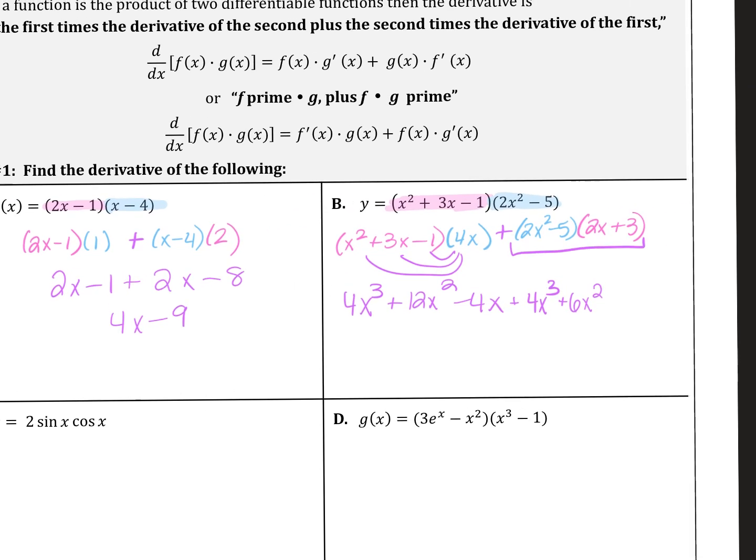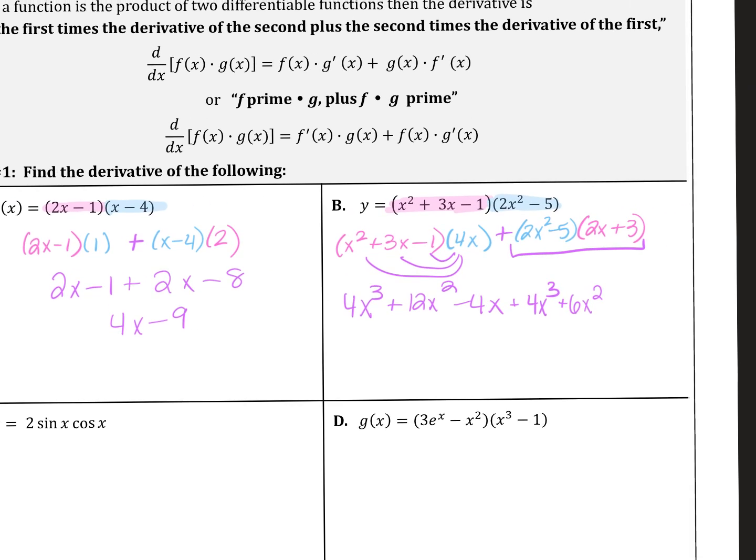So then, 4x cubed, 6x squared, minus 10x, minus 15. Then just combine any like terms you have and you're done. So 8x cubed plus 18x squared minus 14x minus 15.